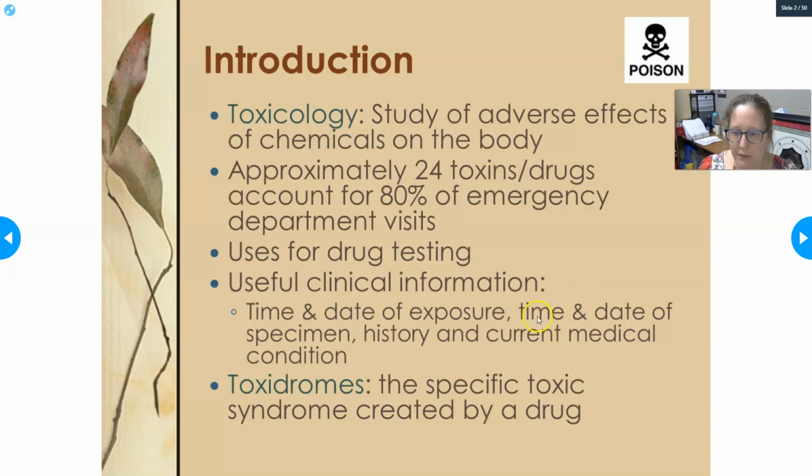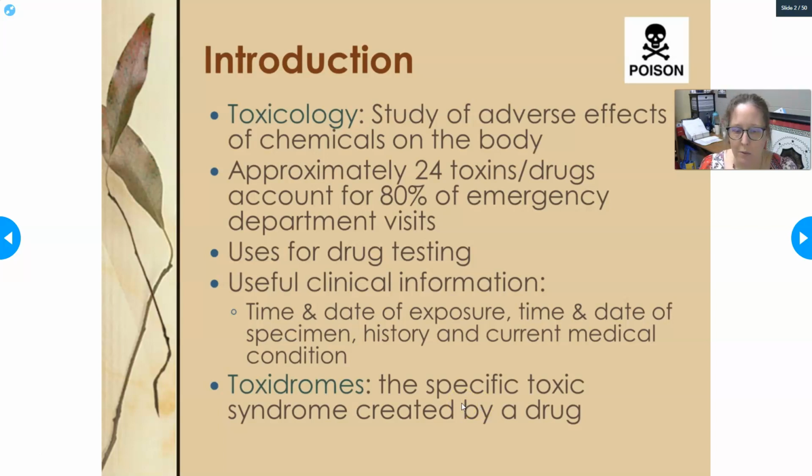But if not, at the very least, you need the time and date of the specimen, whether that specimen is blood or urine. And it's good, of course, that the physician and nurses will collect the history and current medical condition information. So a toxidrome is a specific toxic syndrome that is created by a drug. And so it's like the effects that can be seen or measured or experienced.